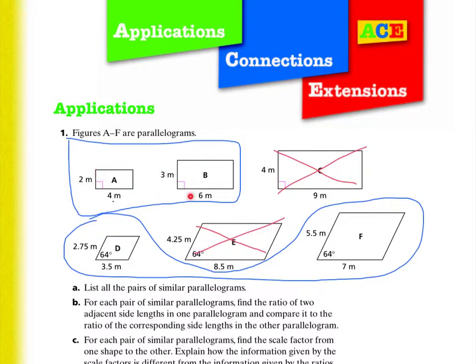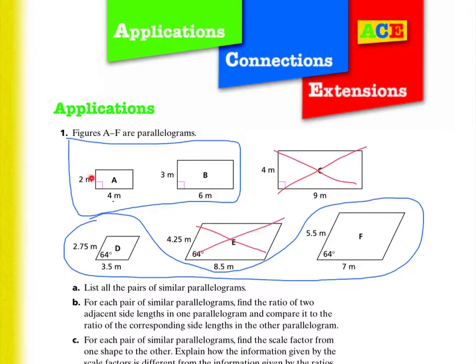So these are equivalent. But let's take a look at B and C, for example. If I take the 6 meters here and multiply it by 1.5, I get 9. So that seems to work there. But if I take the 3 meters and multiply it by 1.5, that does not equal 4 meters. 3 times 1.5 is going to give me 4.5. So therefore, that's not going to be equivalent.